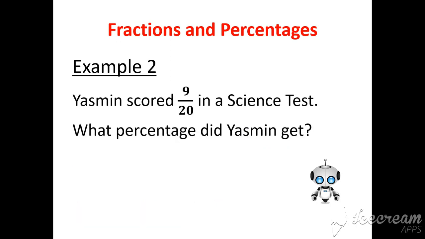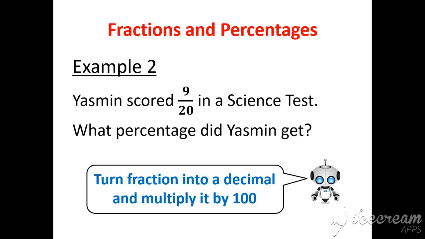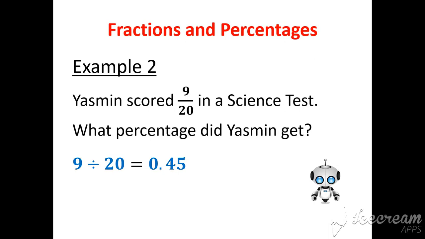Right, example 2. Yasmin scored 9 out of 20 in a science test. What percentage did Yasmin get? Well, here's the strategy. We're going to turn the fraction into a decimal and multiply it by 100. So we're going to go top number divide bottom number, and that gives us a decimal of 0.45. Then we're going to take 0.45, the decimal, times it by 100 and get 45%. Yasmin scored 45% in her science test. 9 out of 20 is the same as 45%. So it's not quite 50%.